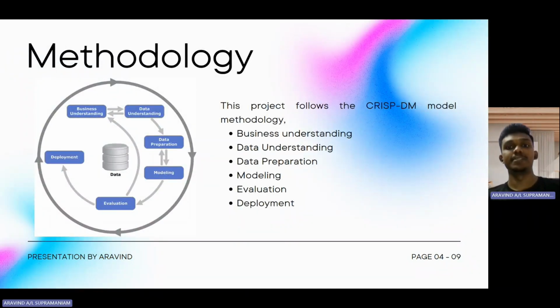For the methodology of this project, it follows the CRISP-DM methodology, which consists of 6 steps. First is business understanding, where the business understanding for this project is to develop a predictive maintenance model using deep reinforcement learning. Data understanding is we use the NASA C-MAPSS turbofan engine dataset, which is a multivariate time series dataset, and it is also a synthetic dataset generated by NASA.